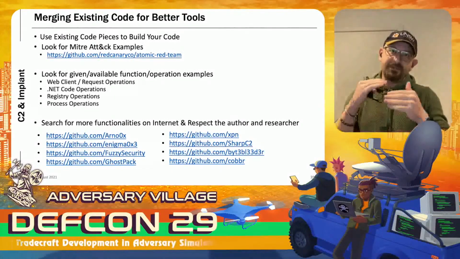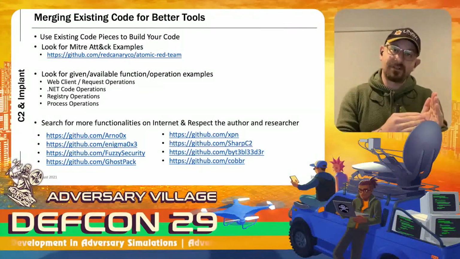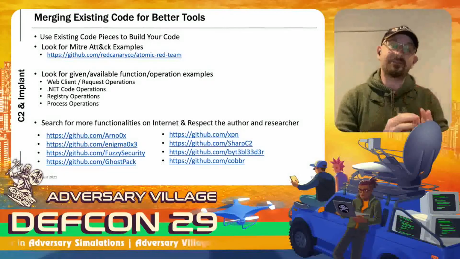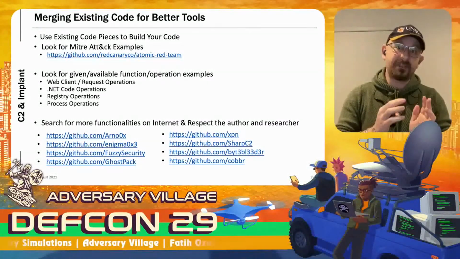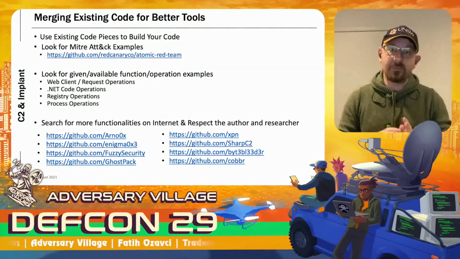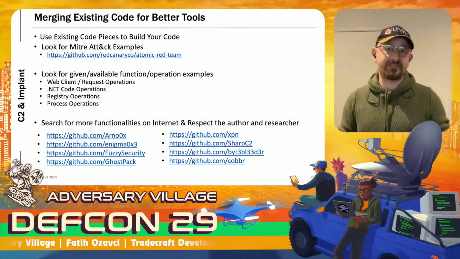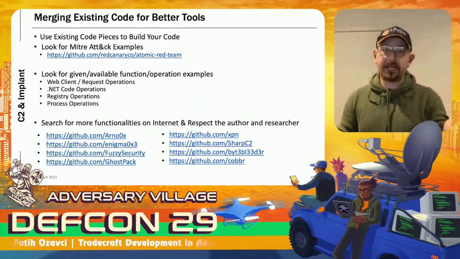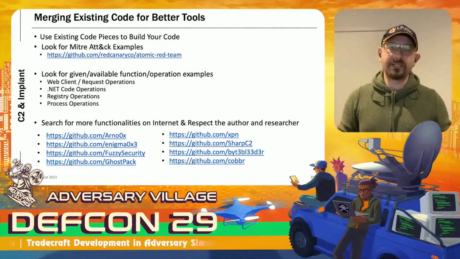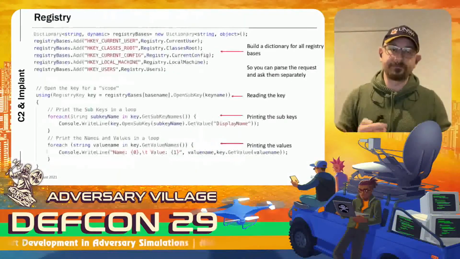From this perspective, we generally focus on the gadgets. What can we use? Can we make it a function? Can we implement this in our implant, in our malware? Okay? There are several examples out there in Atomic Red Team repositories or individual researcher repositories.